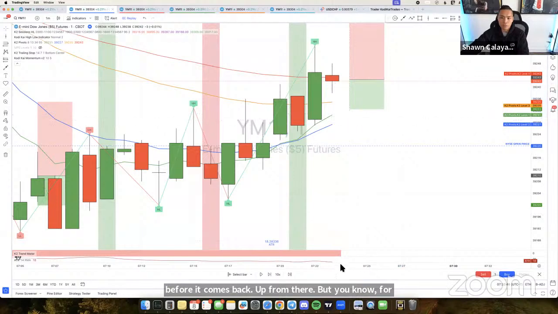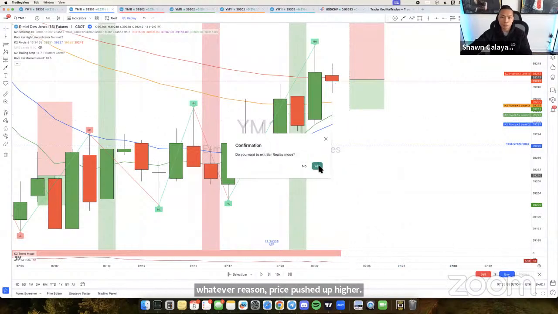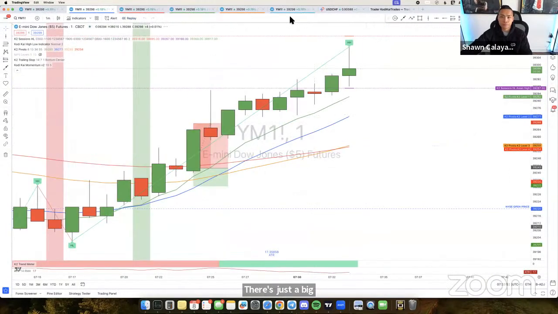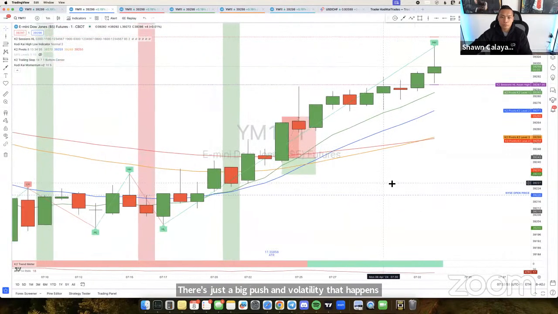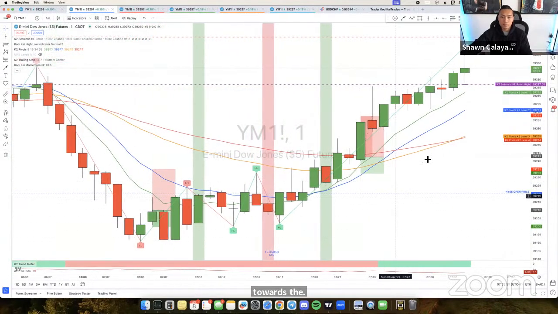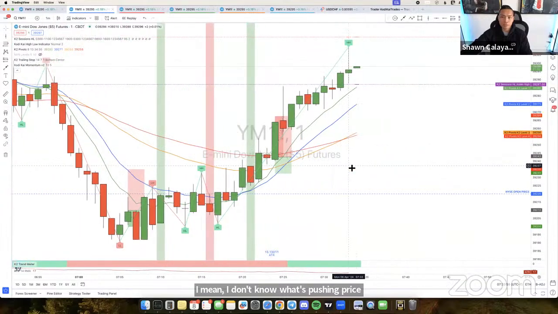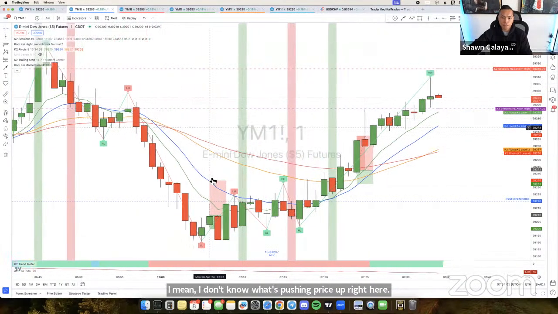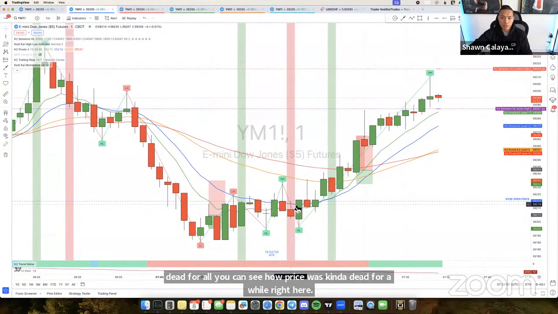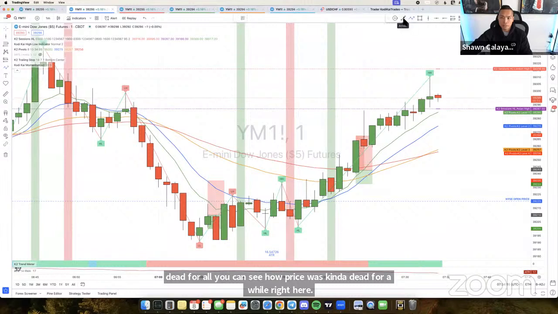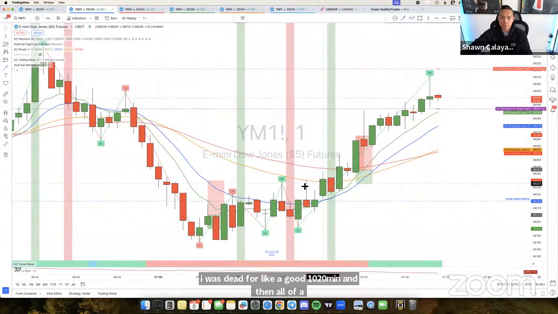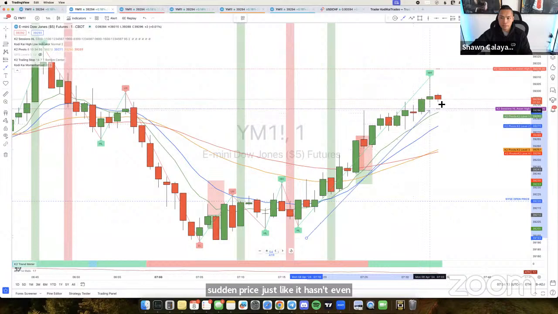And there's just a big push of volatility that happened towards the, I don't know what's pushing price up right here, honestly. There's really no catalyst, because there's no news happening, and market was kind of dead for a while. You can see how price was kind of dead for a while right here. It was dead for like a good 10, 20 minutes. And then all of a sudden price just, it hasn't even retraced yet. It's been a straight line up right here.